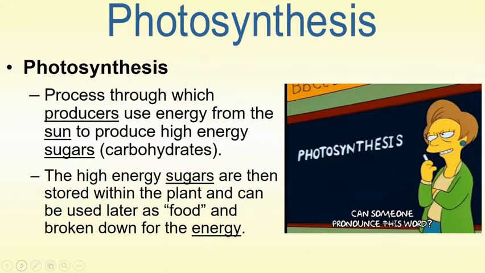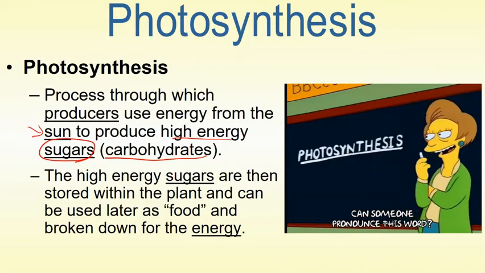Now, how they do that, they do through a process called photosynthesis. Photosynthesis is where producers use energy from the sun to produce high energy sugars. Sugars are the same things as carbohydrates. And sugars and carbohydrates hold a lot of energy within them. So whenever we need them later, our bodies can break them down and release all of that energy so that our cells can do the things that they need to do. So producers are going to create a lot of high energy sugars when they are doing photosynthesis.